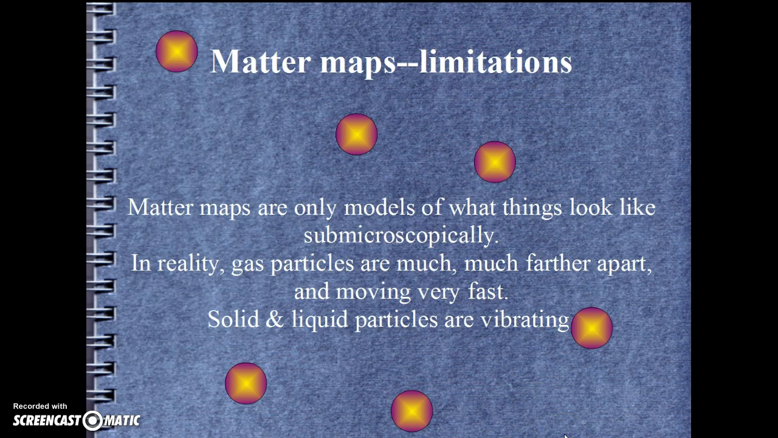Matter maps have some definite limitations. They're only models of what things look like submicroscopically, below the limit of our ability to actually see anything even with the best instruments. When you see gas particles, like the ones you see on the screen now, they are way too close together. Real gas particles are much, much farther apart, and they're moving, of course, very, very fast. And when you draw a matter map of a solid or a liquid, you can't show that they're actually vibrating because they have kinetic energy, the energy of movement.